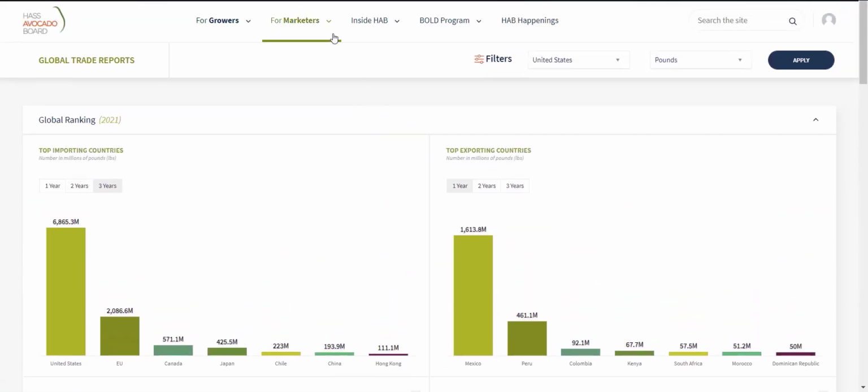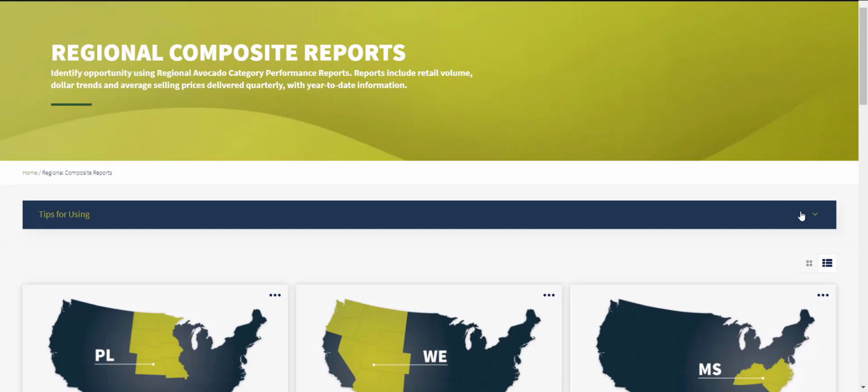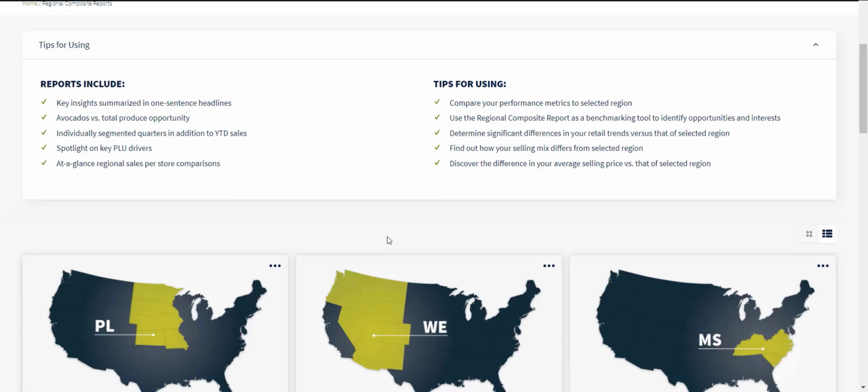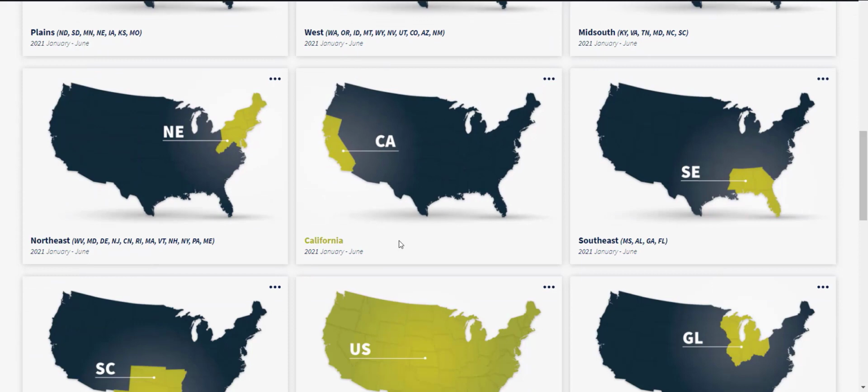Now, I would like to jump to our next section, the regional composite reports. These reports are very valuable and very popular. This is a tool for users that like to take a deeper dive and evaluate avocado sales performance by region. The regional report provides sales performance data on each of its main markets, and when you click on any of the regions, it will display a complete quarterly analysis with data and insights that can be used for critical decision making. Let's choose a region and explore what's available there.